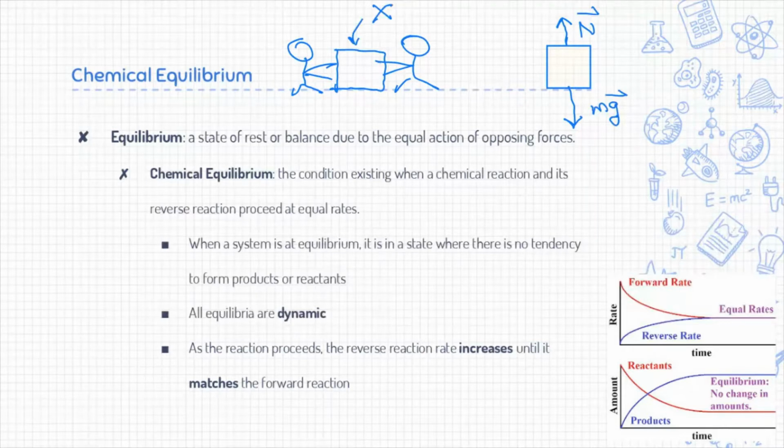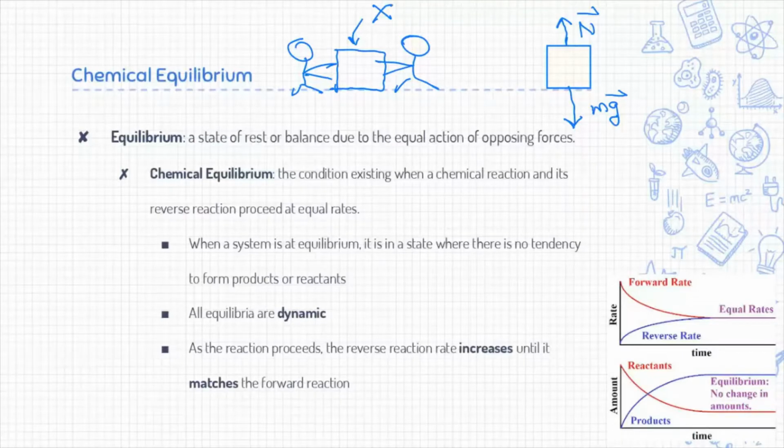Using the definition of equilibrium by dictionary.com, the most reliable source on the internet, it says a state of rest or balance due to the equal action of opposing forces. That makes sense. I literally just showed you two examples of equilibrium, and this block isn't moving. Makes sense? Okay.